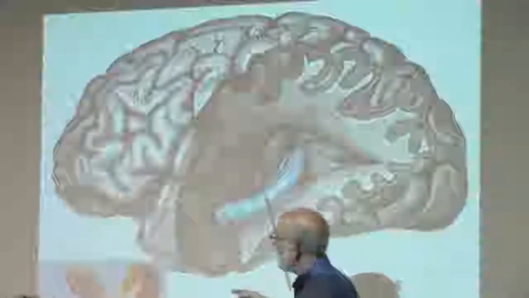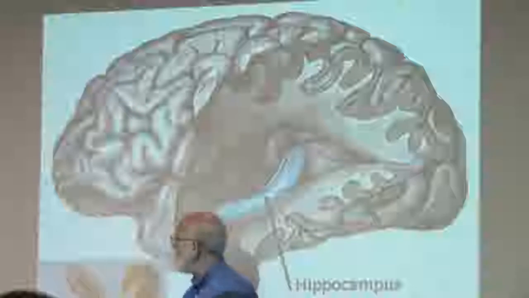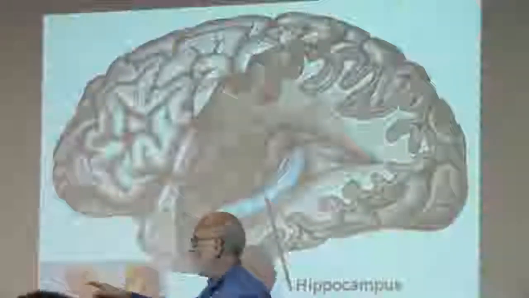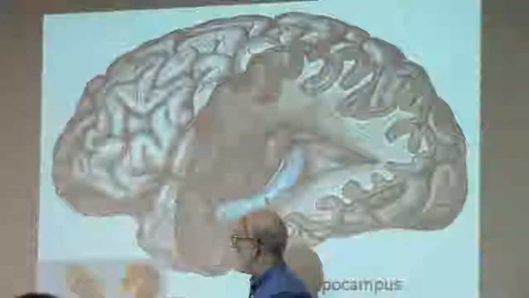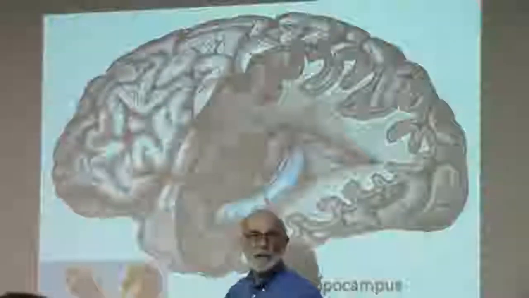It's called the hippocampus. If you dissect it out, it looks something like this. The Greek word for seahorse is hippocampus. That's where it gets its name.